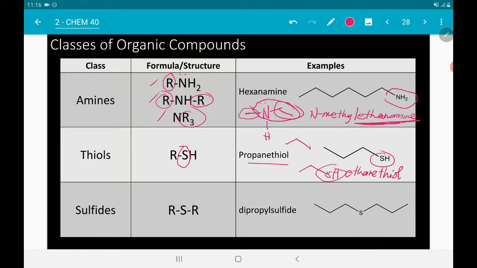Pwede rin kasing magbago yung positioning ng SH. For example, like this. Okay? So, kung ganito, nasa position 2 siya ng chain, okay, you can call this 2-thiopropane. Okay? So, this 2-thiopropane, okay, is different sa propane thiol. So, this is the propane thiol. Okay? You don't specify the position of the thiol because you assume that it is always at position 1. Pero kapag 2-thiopropane, you know that the SH group is at the carbon 2 of the propane.